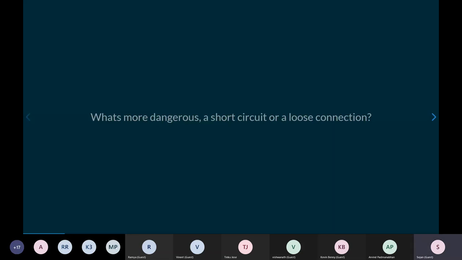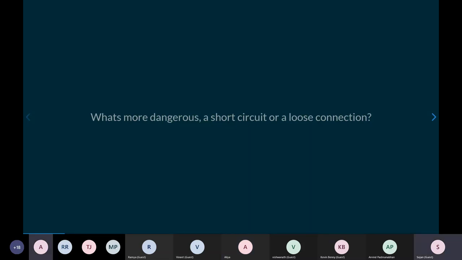Thank you, Vineet. Anybody else thinks the same? It depends on the scenario, Sojan. Ramya here. It depends on the scenario. I mean, short circuit depends on where the short circuit happened, what kind of a device. Similar for a loose connection also. So we can't say which one is over the other without knowing the context or the device. For me, loose connection is dangerous. I think it's because of the loose connection that short circuit happens. So both are almost dangerous.